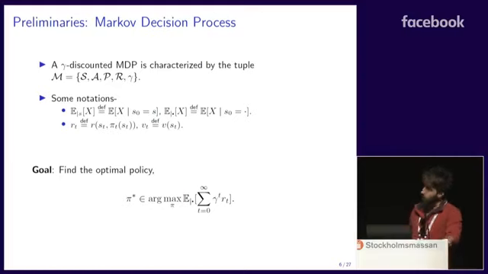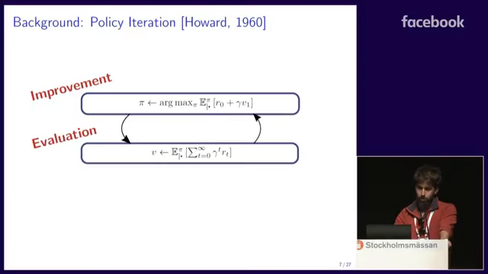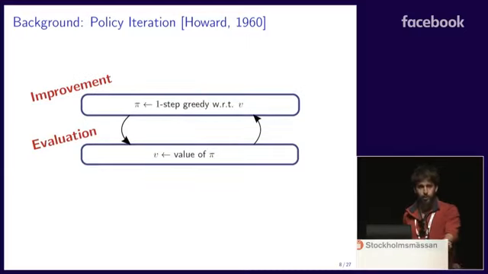So we can do it using the usual policy iteration algorithm. Now, this algorithm is quite old. It was first given by Howard in 1960. And it basically involves iteratively applying improvement and evaluation. In words, we can think about this algorithm as taking a one-step greedy action with respect to the current value, and then estimating the value of the policy.